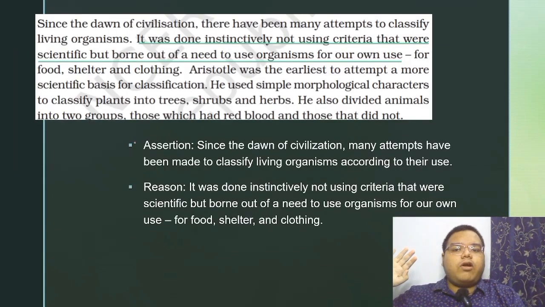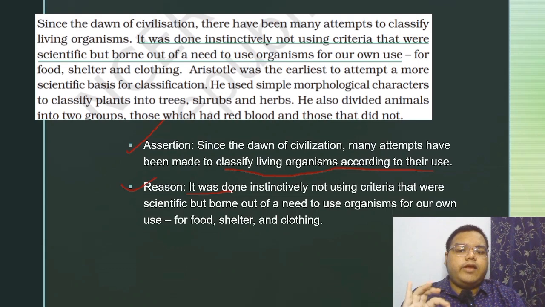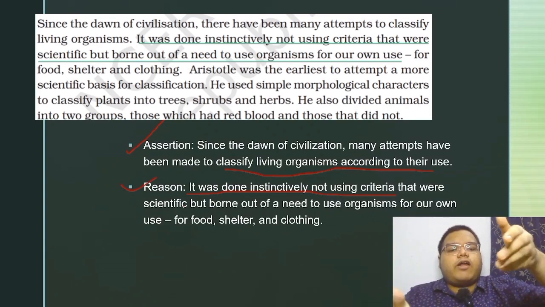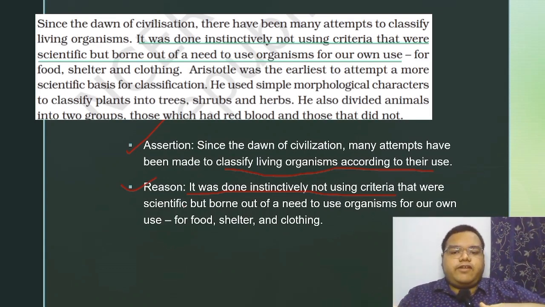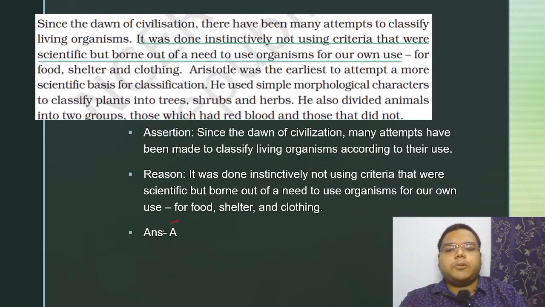Assertion: since the dawn of civilization, many attempts have been made to classify living organisms according to their use. Reason: it was done instinctively, not using criteria that were scientific but born out of a need to use the organism for our own benefit, for food, shelter, and clothing. So the assertion is correct, and the reason is the correct explanation of the assertion. So the answer will be option A.